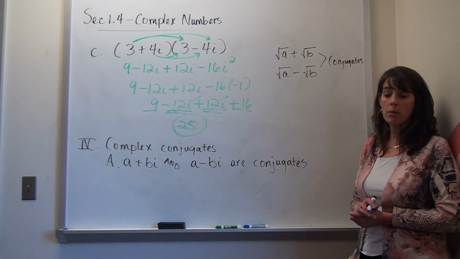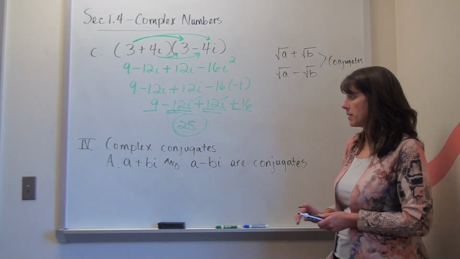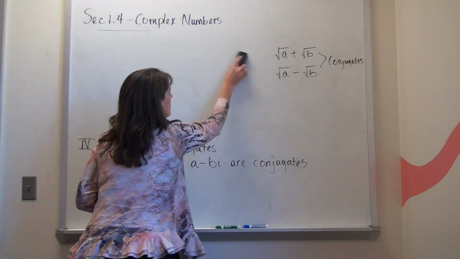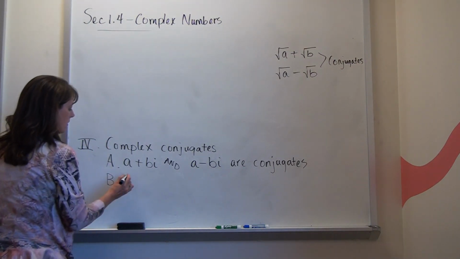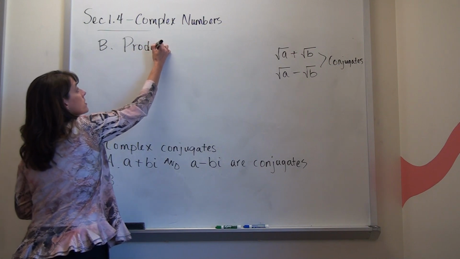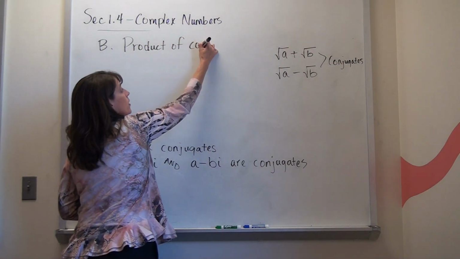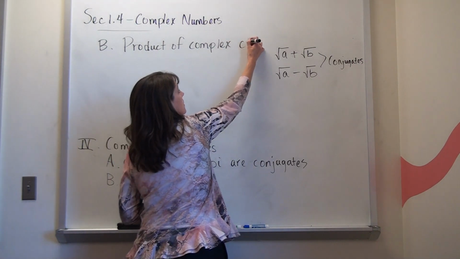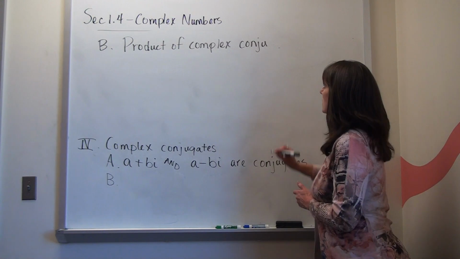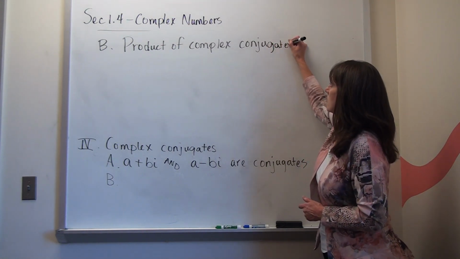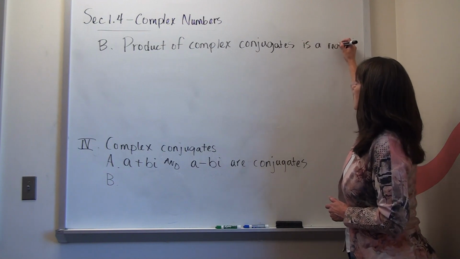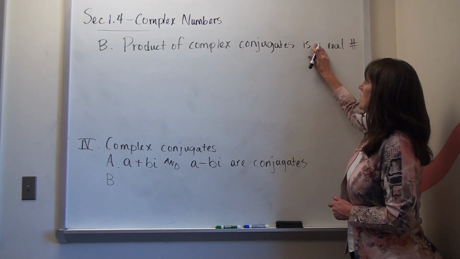And the cool thing about complex conjugates is what happens when you multiply them together. I need a little bit extra room, so I'm going to slide that up here now. The product of conjugates, complex conjugates, is a real number.